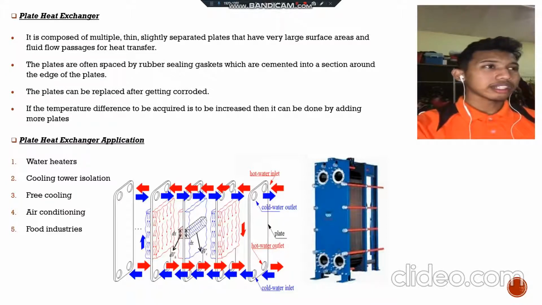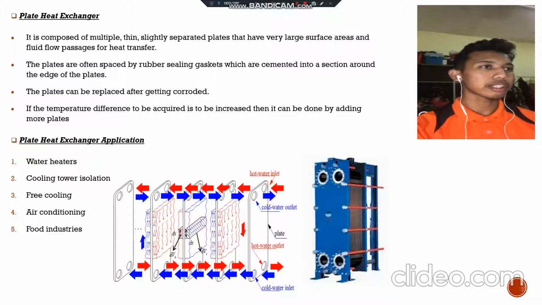Number 3 is plate heat exchanger. It is composed of multiple thin, slightly separated plates that have very large surface areas and fluid flow passes for heat transfer. Point number 2, the plates are often spaced by rubber sealing gaskets, which are cemented into a section around the edge of the plates. Point number 3, the plates can be replaced after getting corroded. Point number 4, if the temperature difference to be acquired is to be increased, then it can be done by adding more plates. For plate heat exchanger applications, we have 5.